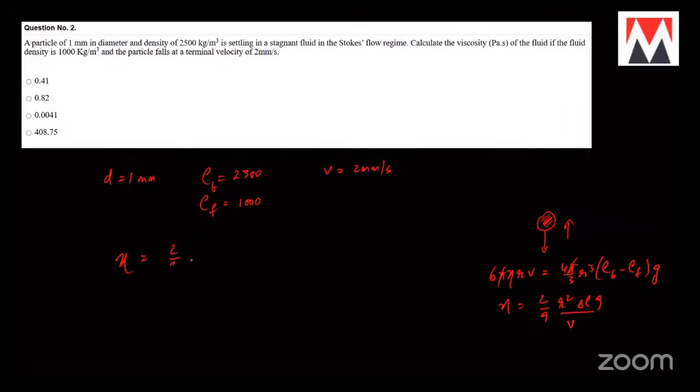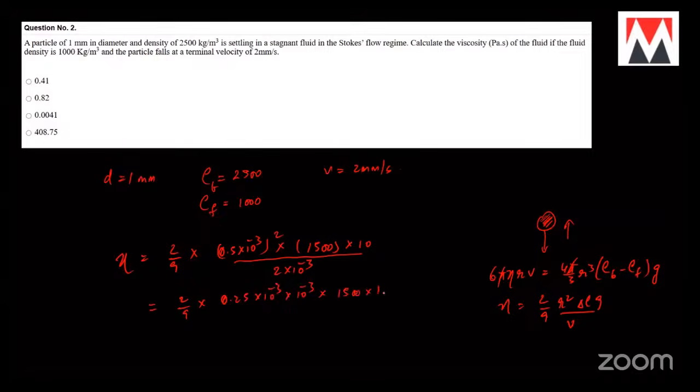Eta is equal to 2 by 9 into R, and D is given as this. So 0.5 into 10 power minus 3 square, into density difference 1500, into 10 you can take as G. Then you have V as 2 into 10 power minus 3. So what do you get here? 2 by 9 into 0.25 into 10 power minus 3 into 10 power minus 3 into 1500 into 10 by 2 into 10 power minus 3.